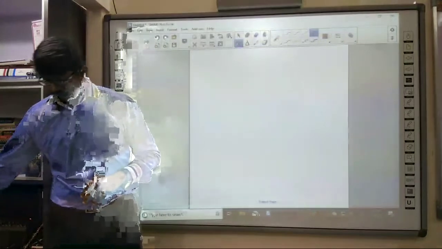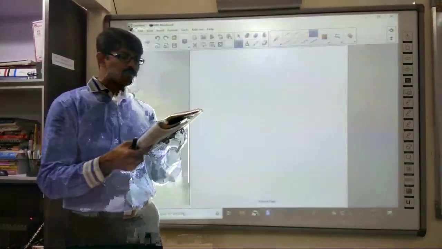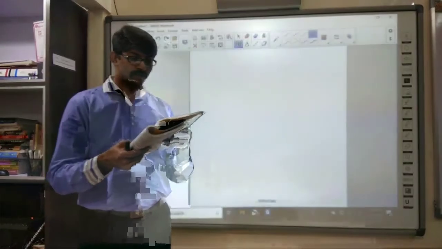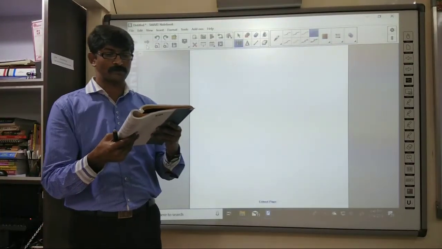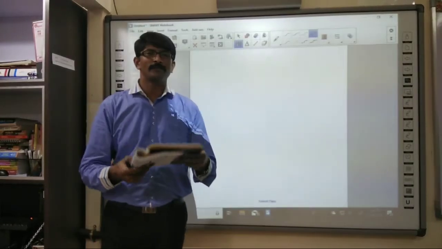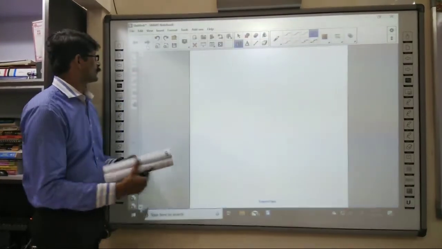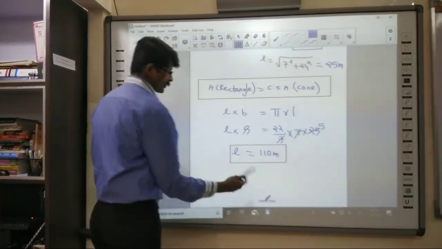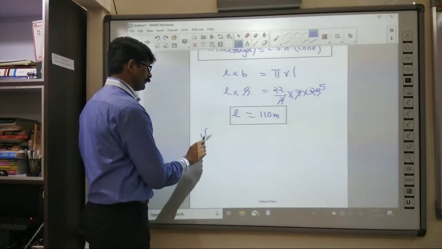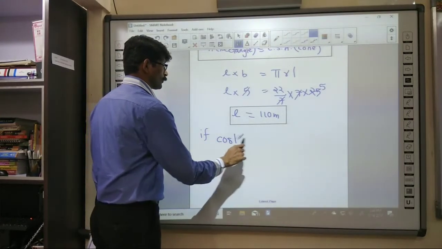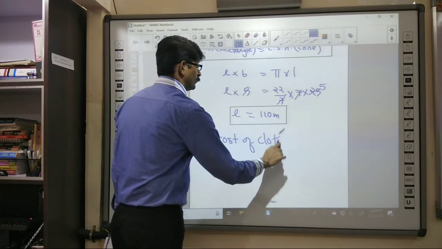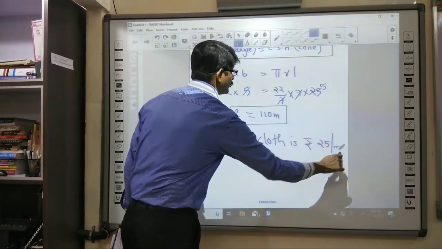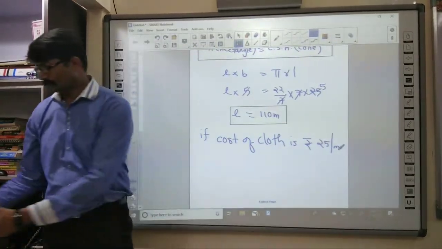The next question, third question, says: how many meters of cloth, 1.1 meter wide, will be required for a conical tent whose vertical height is this, base is this? Find also the cost of the cloth used at the rate of. I'm not solving this third question, I'll just extend it. If the cost of cloth is rupees 25 per meter, then what will be the total cost of making this tent?